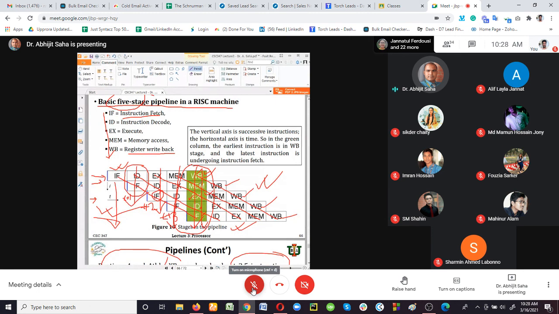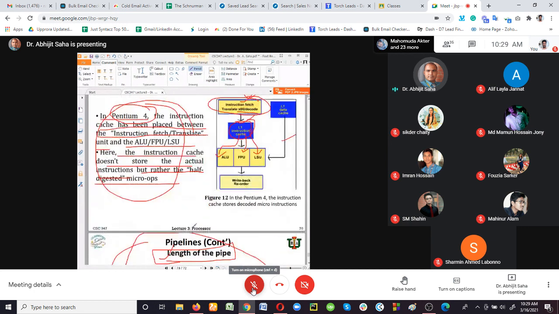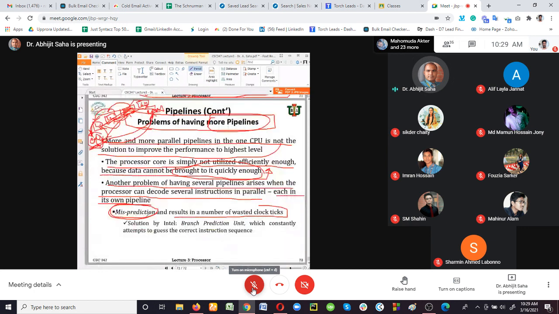But if you're having more pipelines, that means you're going to be dealing with more instructions, 1 to n instructions. When you take more pipelines, it can easily happen that some of the stages are going to be duplicated. At the same time, if a duplicate stage is there, then it is going to be a problem for the CPU to understand. A misprediction can happen.